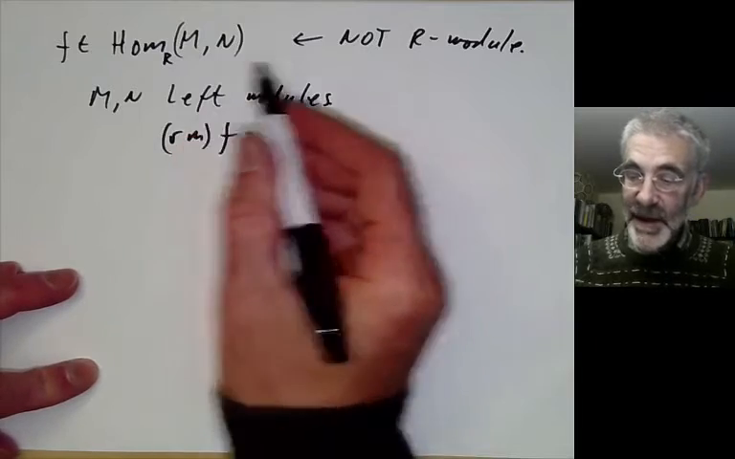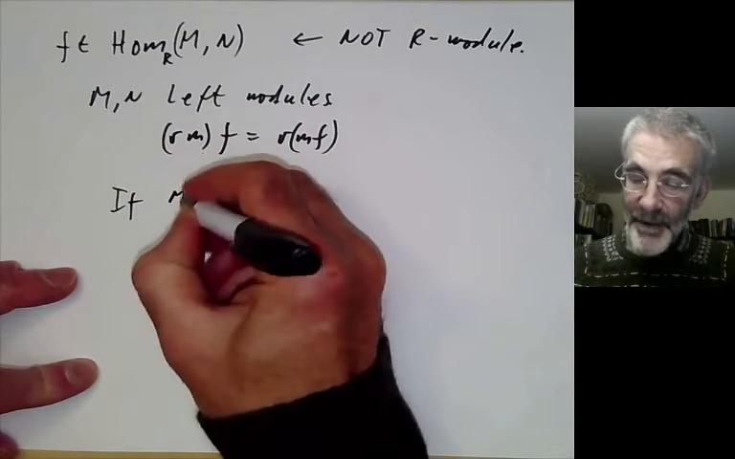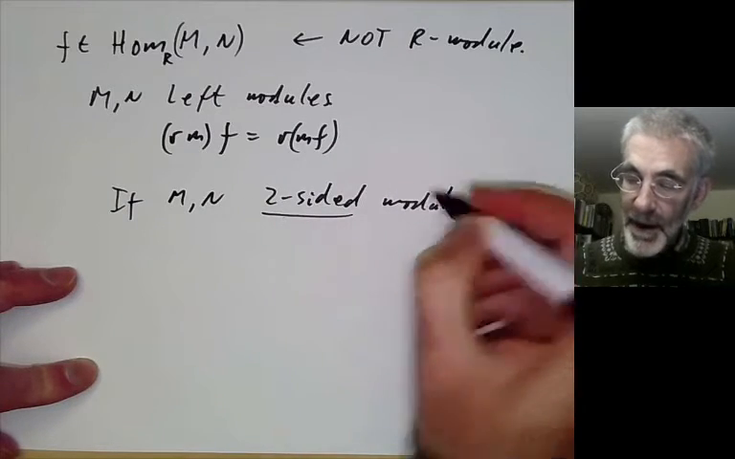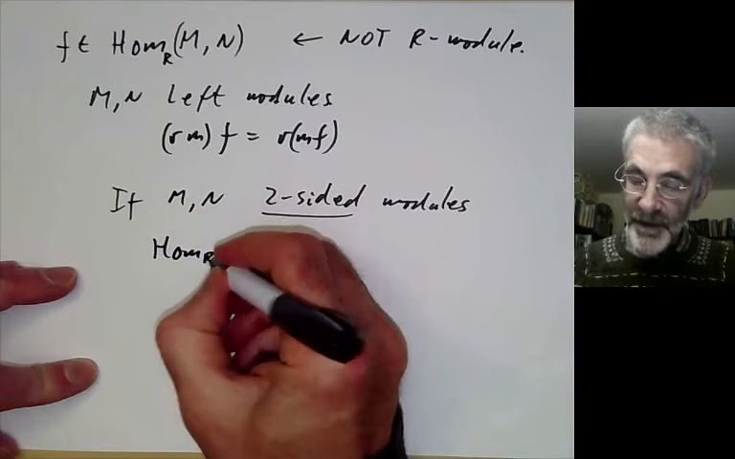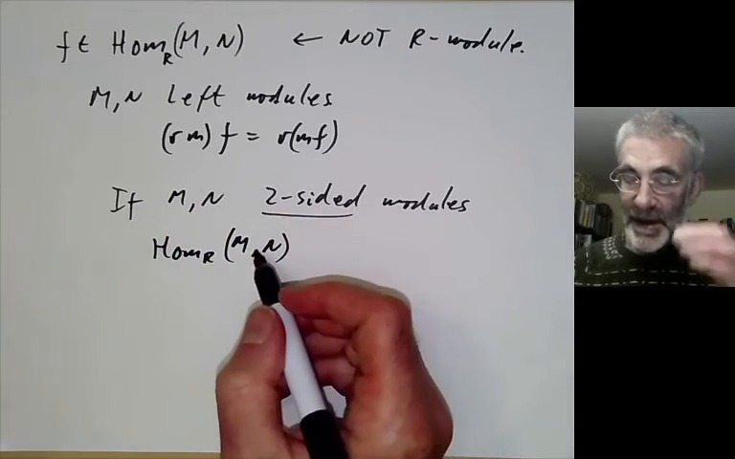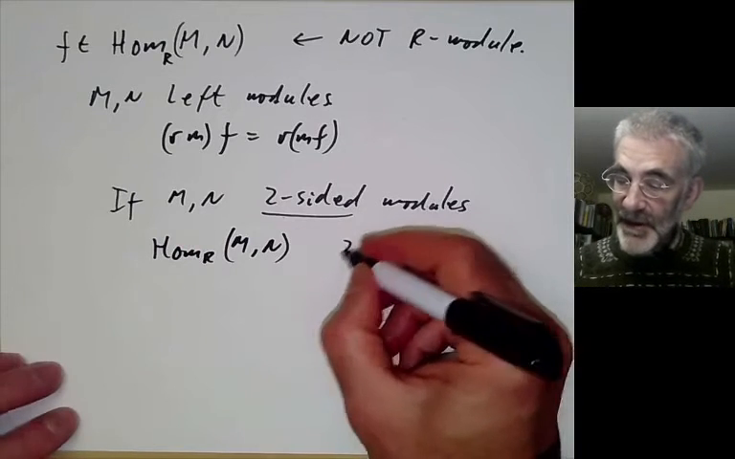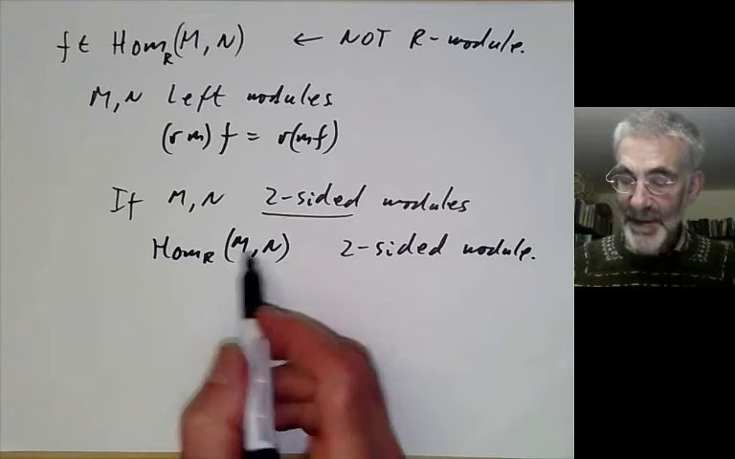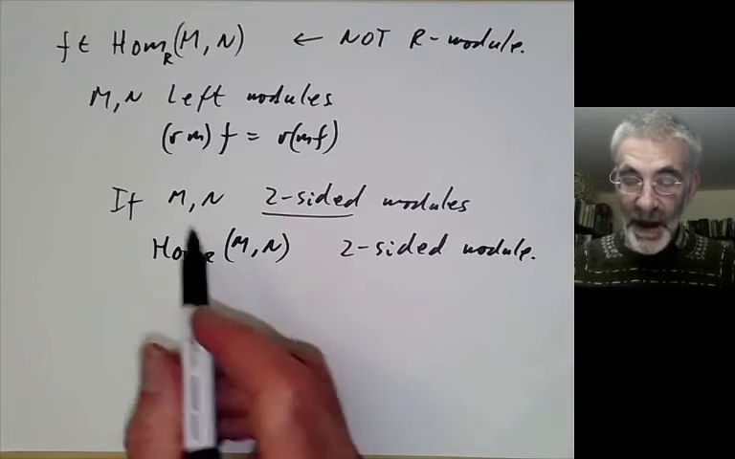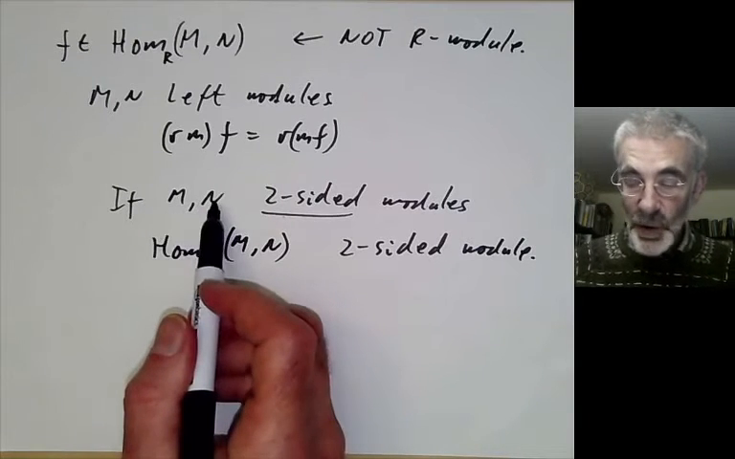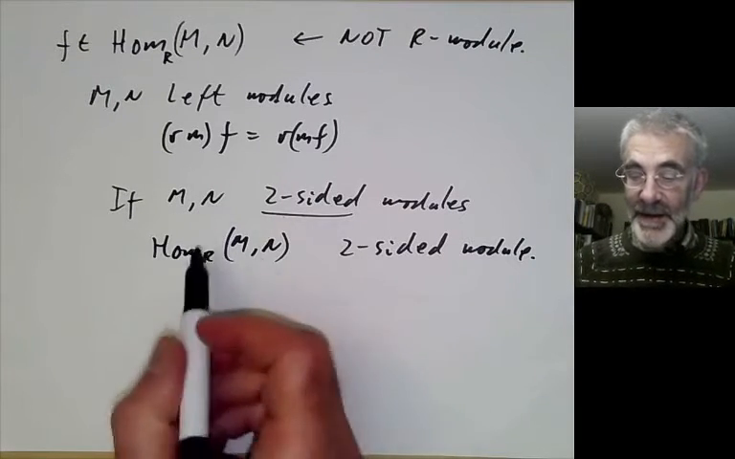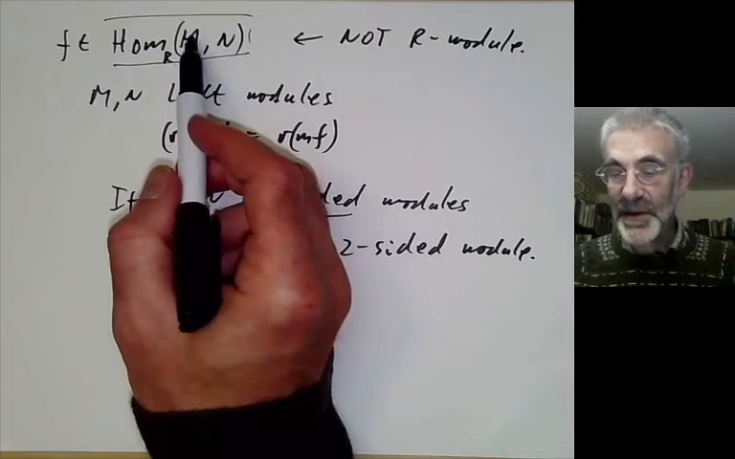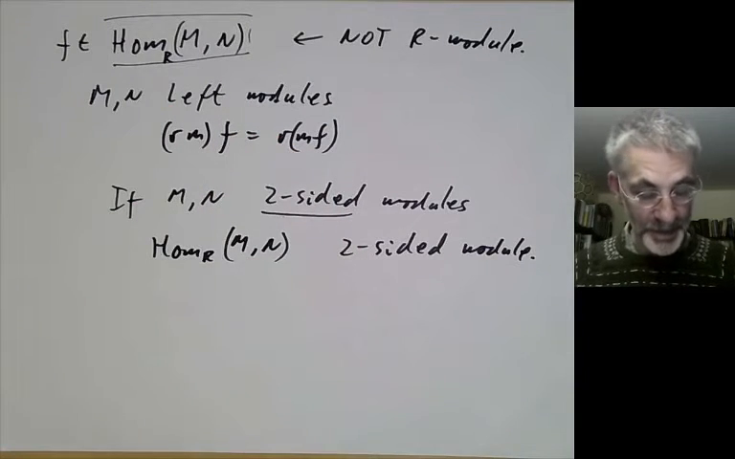What happens is if M and N are two-sided modules, then Hom over R from M to N can be made into a two-sided module if you're careful. Here you have to think of M and N as being either left modules or right modules. Now for commutative rings, all modules are automatically two-sided modules, and this is sort of why for commutative rings this thing is an R module, because you can think of M and N as being two-sided.